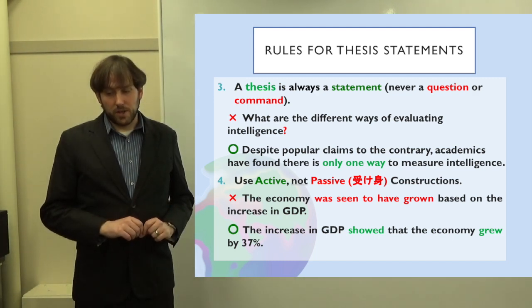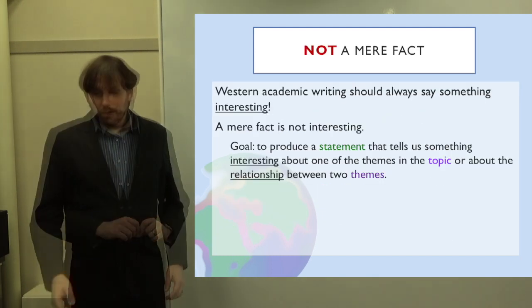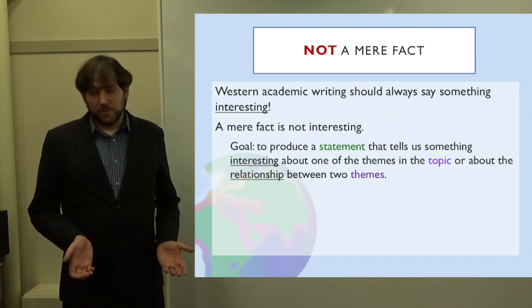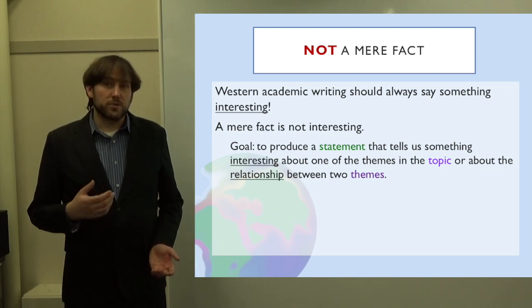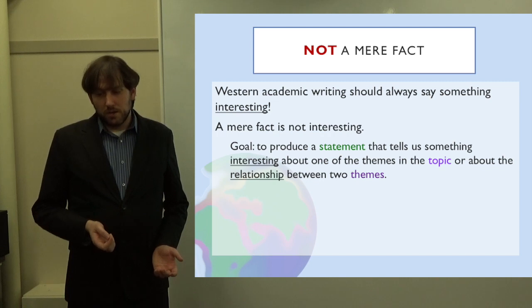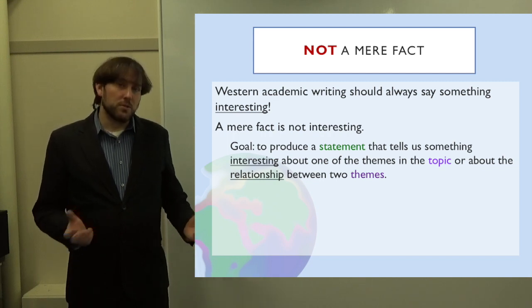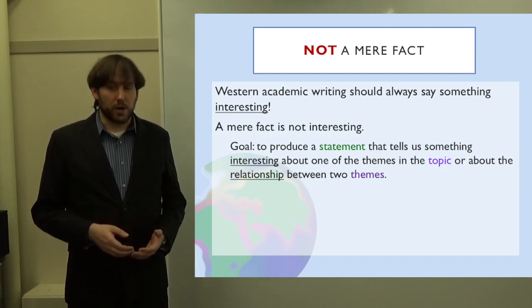Fourth, use the active, not the passive voice when making your thesis statement. So instead of the economy was seen to have grown based on the increase in GDP, state this actively. The increase in GDP showed that the economy grew by 37%. Now remember, it should not be something that is a mere fact. Western academic writing always tries to say something interesting. A mere fact is not interesting. The goal is to produce a statement that tells us something interesting about one of the themes in the topic, or about the relationship between 2 themes inside of the general topic that we're writing on.